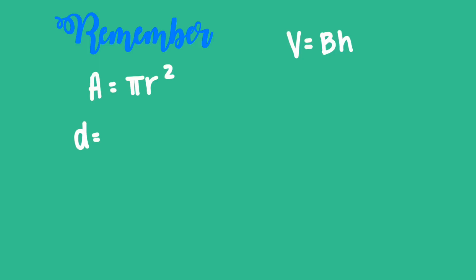The second thing you need to remember is that if I give you the diameter, you need to remember it's twice the radius. So you're basically going to take the diameter and divide it by 2 to get the radius. So just remember those two things.